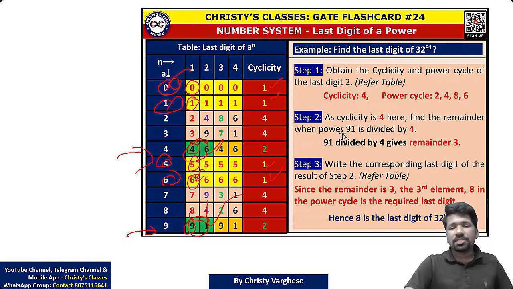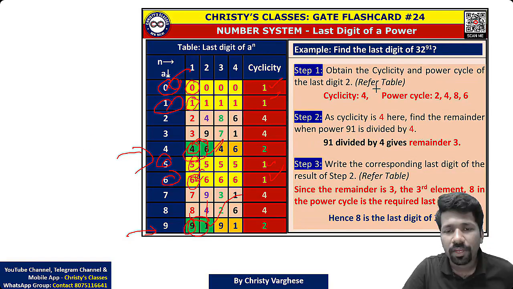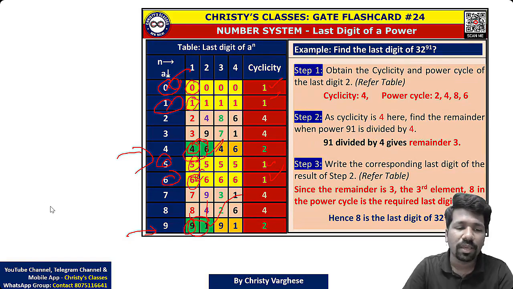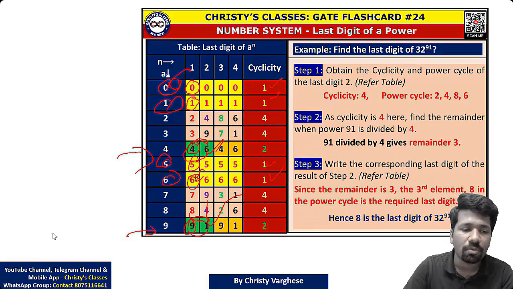Then LCM, HCF and all. Hope all of you remember how to find LCM, HCF and when to use LCM, when to use HCF. Listen to the term LCM, least common multiple. Among the multiples, if you want the least one, that is when you need to use LCM. Among the factors, if you want to find the highest common one, that is when to use HCF.